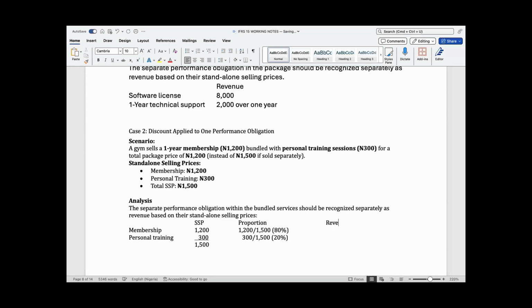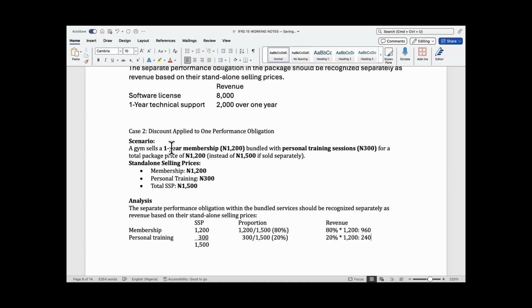So the revenue we will recognize for membership, we'll recognize 80% times, how much are we collecting for the two services? 1,500? No, 1,200. We are doing the two together as 1,200. So it's the 1,200 we are sharing among the two of them. So what's 80% of 1,200? 960. And this will be 240.